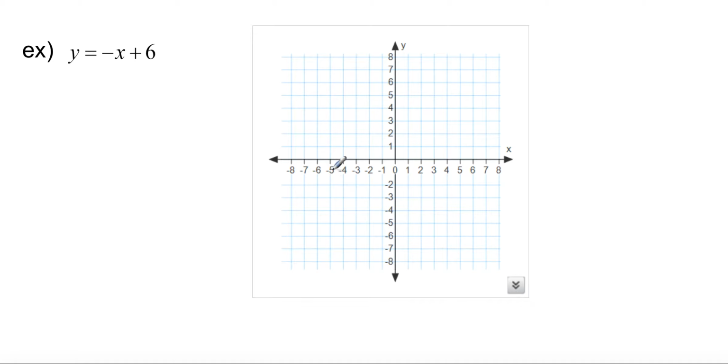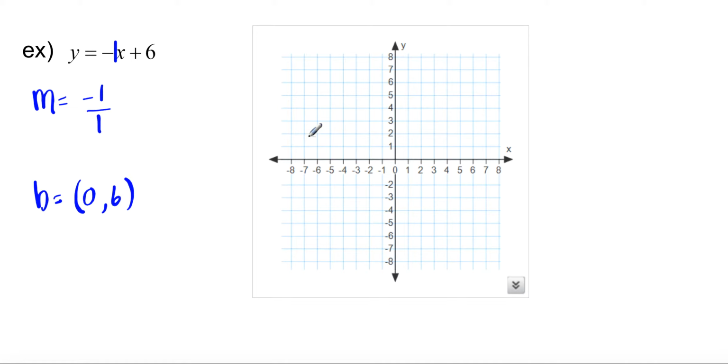Okay, let's take a look at this one. y equals -x plus 6. Identify your slope, which is -1. Don't forget there's a coefficient of 1 there. So it's -1. You might want to put that over 1 because we need a rise and a run piece. And your y-intercept is 6, or we'll write it as (0, 6).